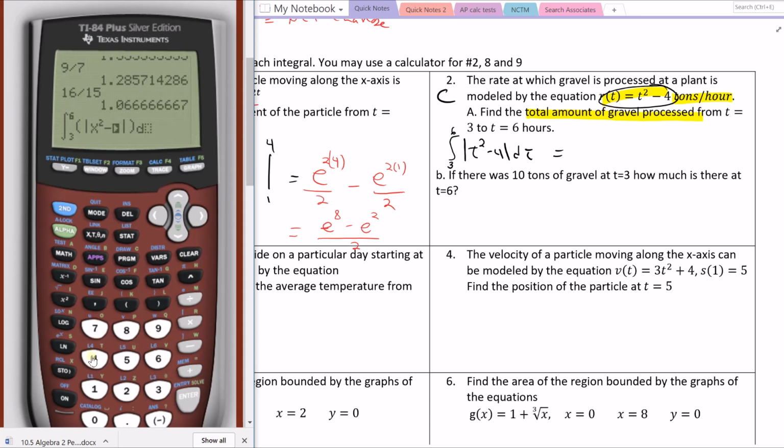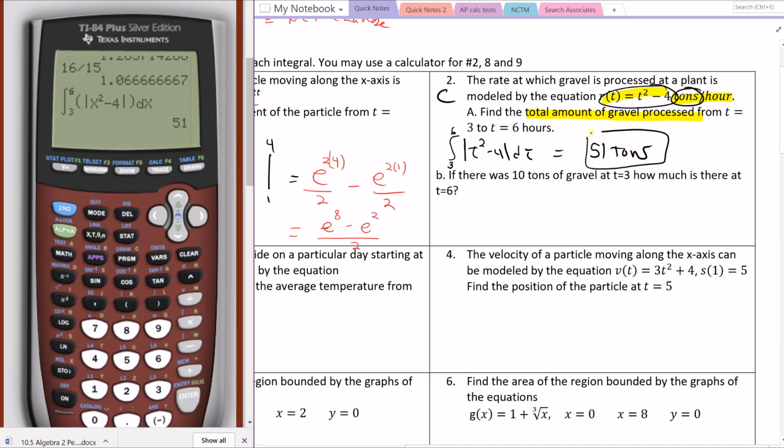x squared minus 4. It doesn't matter that the x and the t aren't the same. It's going to be the same answer. And we're going to get 51 tons, right? Since we're integrating it, that rate is no longer a rate, it's an amount, 51 tons.